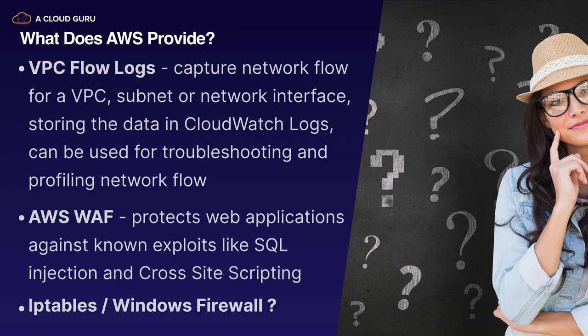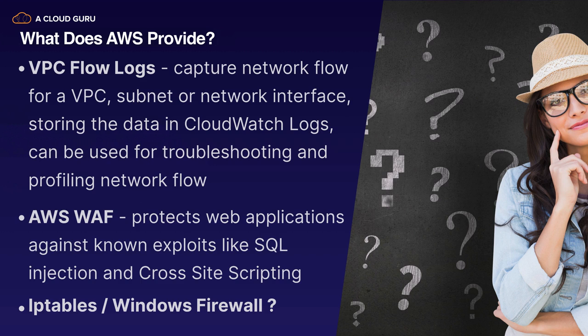There's also AWS WAF, and this protects your web applications against known exploits like SQL injection and cross-site scripting. But again, AWS WAF doesn't inspect the network packets. So what about host-based firewalls like iptables or Windows Firewall? iptables is the firewall that you get in Linux, and it allows you to filter traffic based on ports and protocols. But again, neither iptables nor Windows Firewall is going to inspect network packets. So unfortunately, none of these tools actually inspect traffic or perform deep packet inspection.